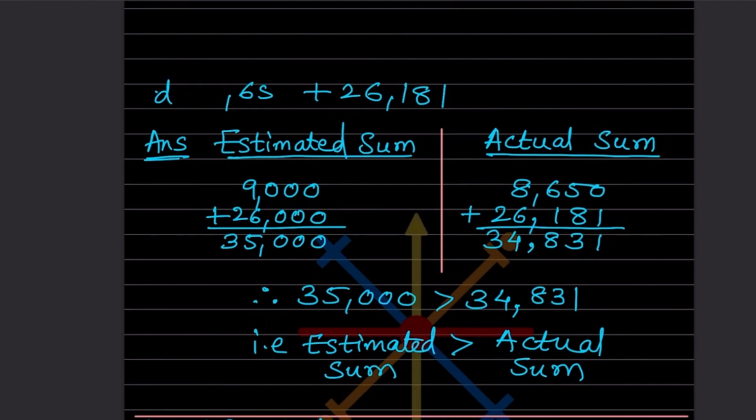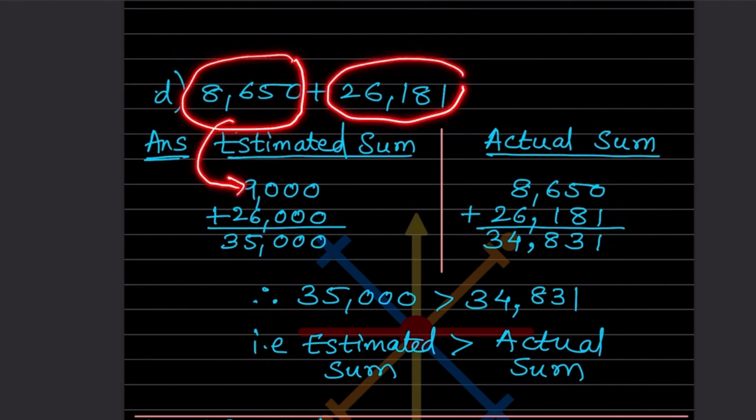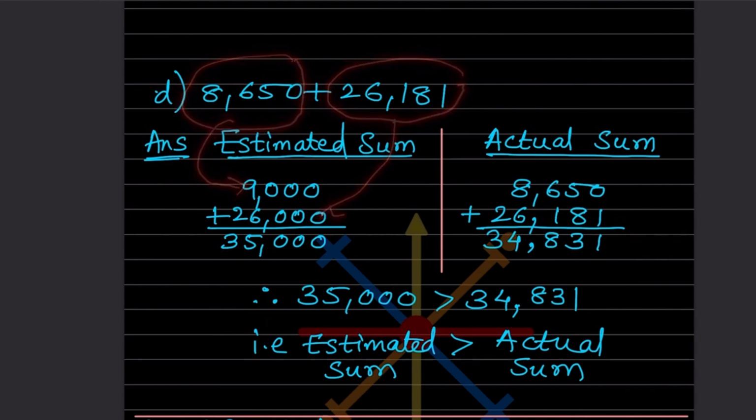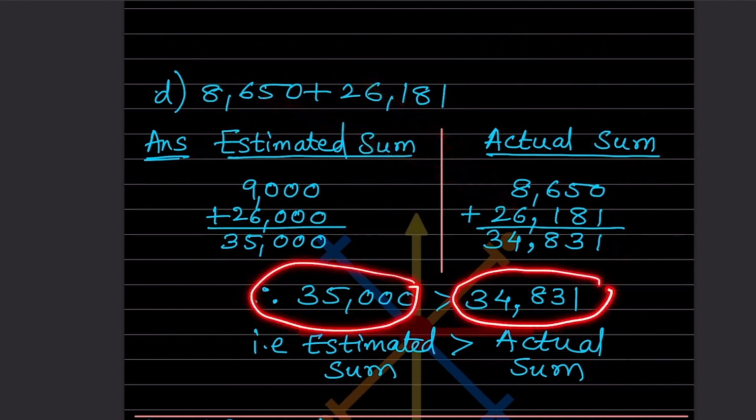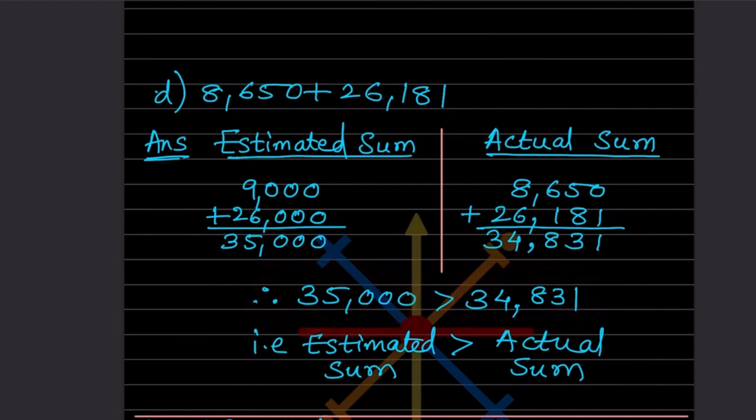So here what are you going to do? You are going to put here 8,650. That comes out to be 9,000, and 26,181 becomes 26,000. So when you add, you get 35,000. These both are the same. You add it, you get 34,831. So here what you can see, 35,000 is greater than 34,831. So the estimated sum is greater than the actual sum.